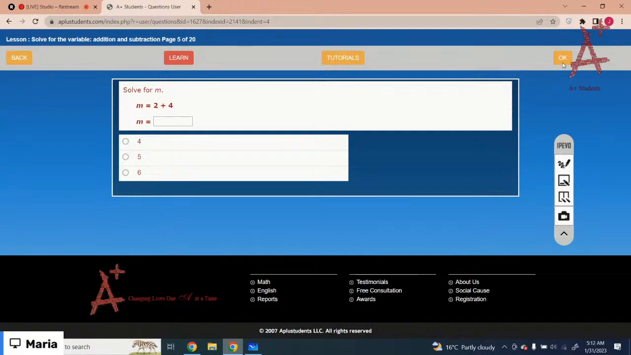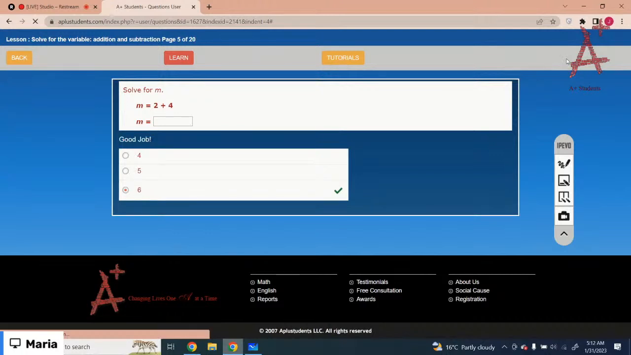Okay, the next one is m equals 2 plus 4. So 2 plus 4 equals 6. m equals 4 plus 2. So 4 plus 2 equals, yes, it is 6. Very good.